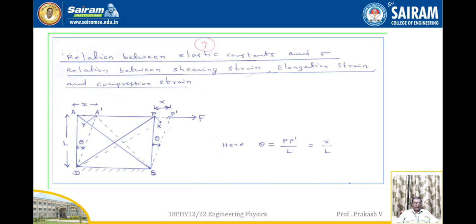And here is a diagram. Here is an object, it is cubic in shape, and the lower end, that is DS, is fixed, and the upper end is subjected to a force acting along the x direction. Because of the applied force, the point A is shifted from A to A dash, and similarly the point P is shifted from P to P dash, and because of this an angle of shear, theta, comes into the picture, that is theta is equal to x by L as per the picture. Here L is the length of the cube as shown in the picture.